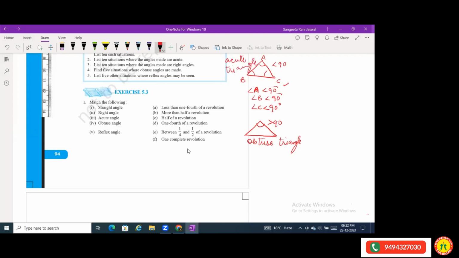In an obtuse triangle, at least one angle is obtuse, greater than 90 degrees. Now you have the right triangle. In a right triangle, at least one angle is 90 degrees. So that is called a right triangle. You can also call it a right angled triangle.